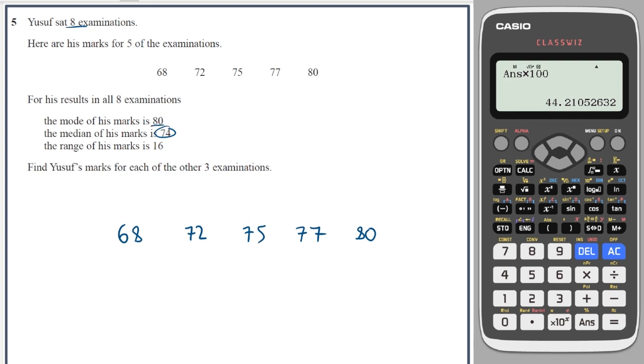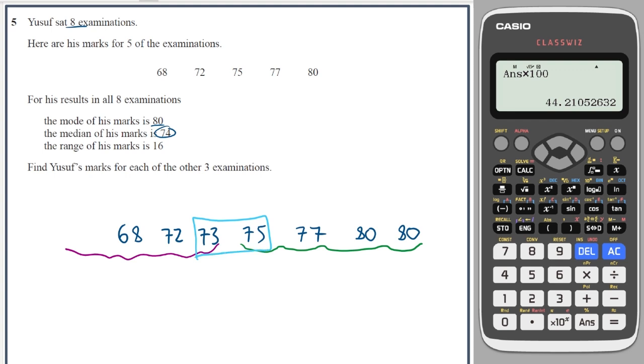And also, because the mode is 80, that means there must be at least another 80 over here. So this would be the sort of 4 on the right. So if I were to squeeze in a 73 here, then that would give me the perfect median. So the 2 in the middle would average to make 74, which is what they need to do. So far I've added on 80, and I've also added in this 73.